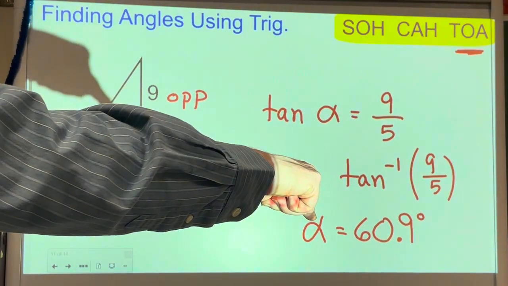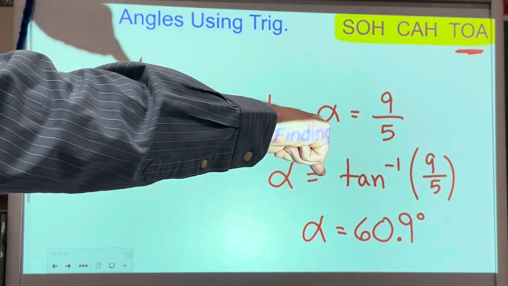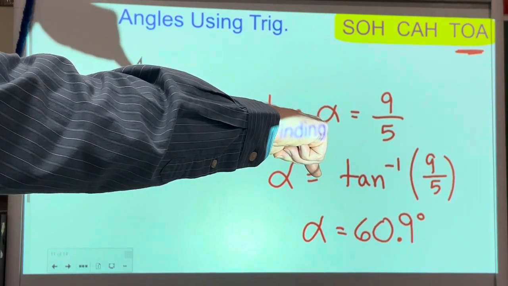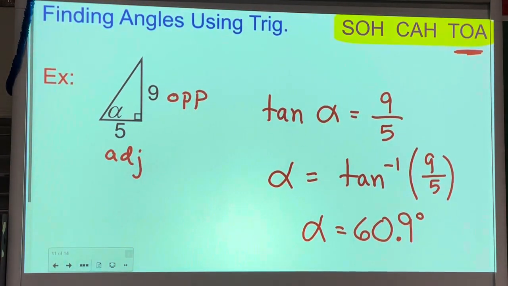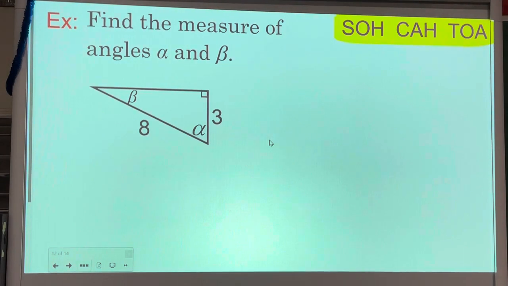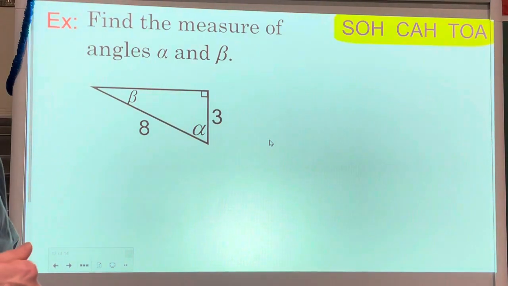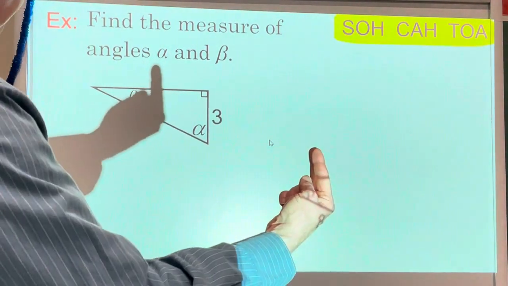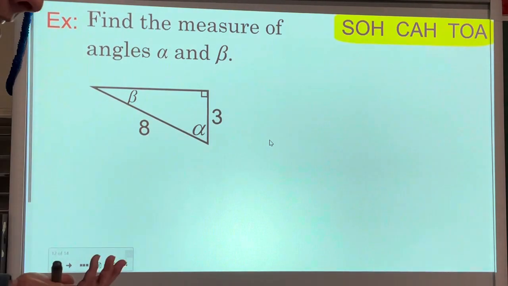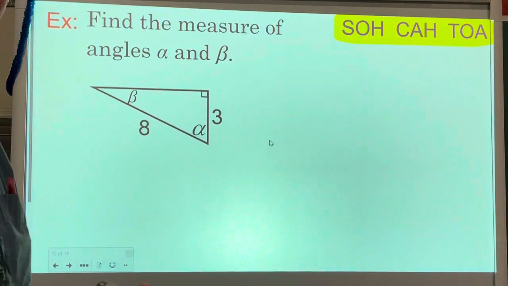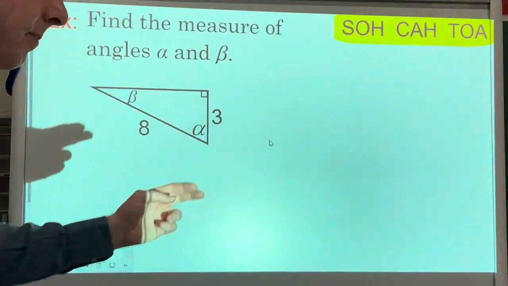Incidentally, if this is 60.9, start thinking about how would you find that missing angle up here if I were to ask you, because I'm about to. Find the measure of angles A and B. Oh wait, not A and B. Wow, it's Greek. Alpha and beta, right? Kind of looks like an A to me, or maybe even a fish. I don't know. There's our beta.